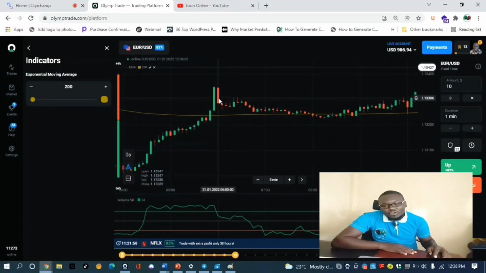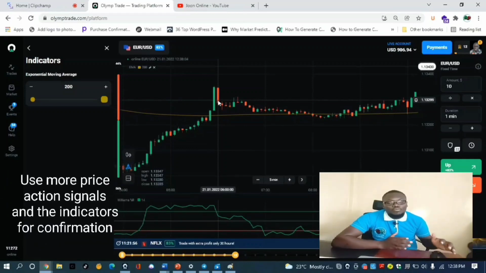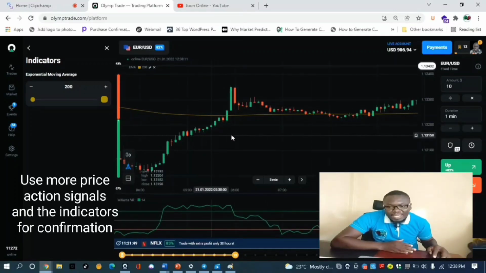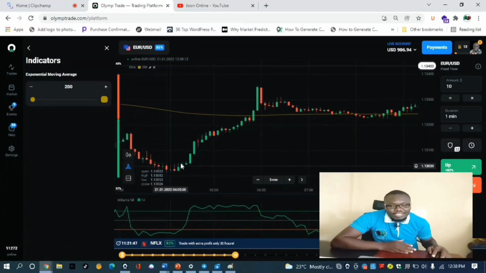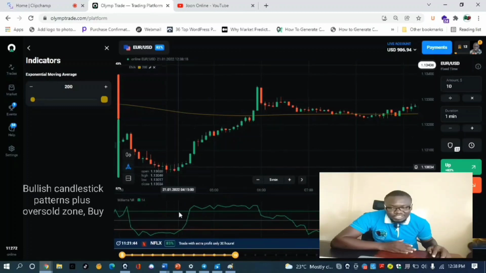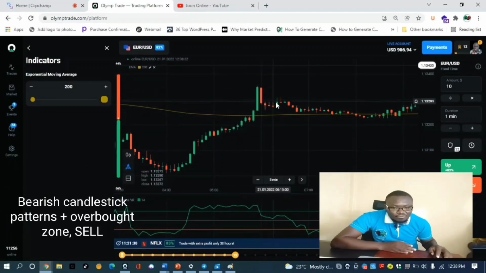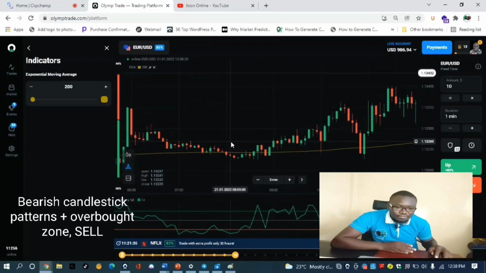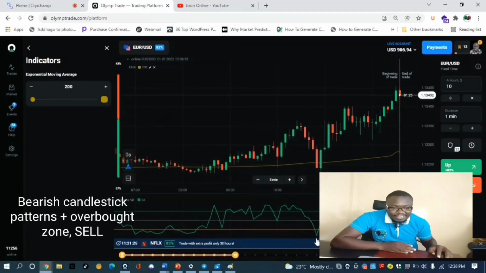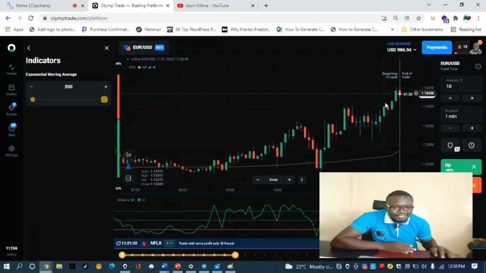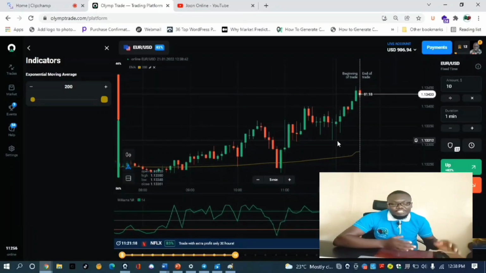So your signal on this strategy is more price action based than it is indicator based. So this is just a confirmation tool, but the main signal therefore is what happens on the chart. Bullish engulfing candlestick pattern, oversold zone, go up. Dark cloud cover, overbought zone, go down. Again, there is a piercing line here. We have the signal from the oversold zone, and what happens next is prices continue to go up. So it is that simple.